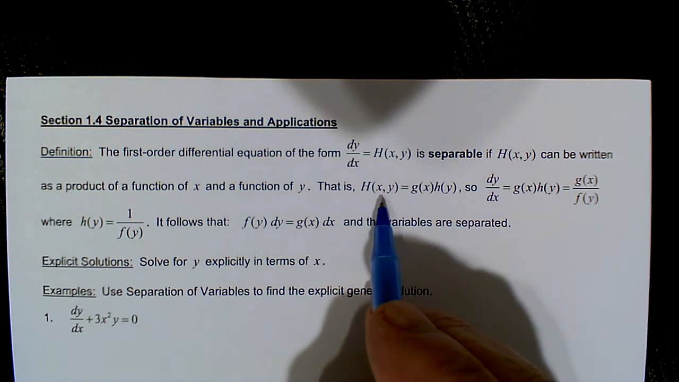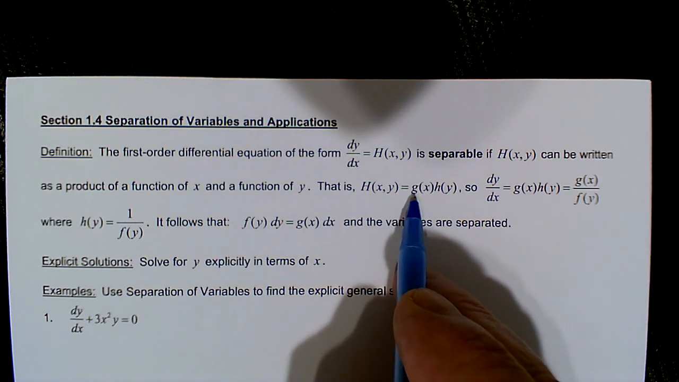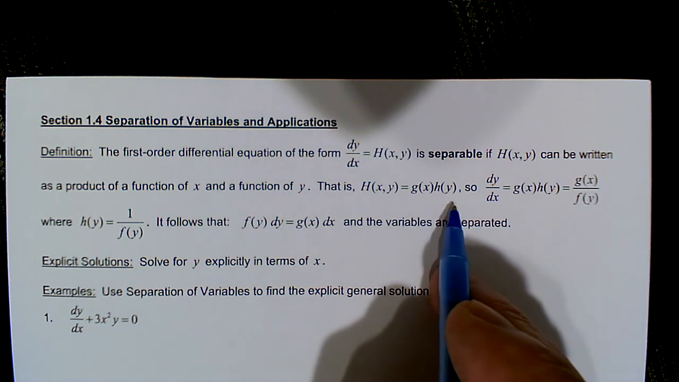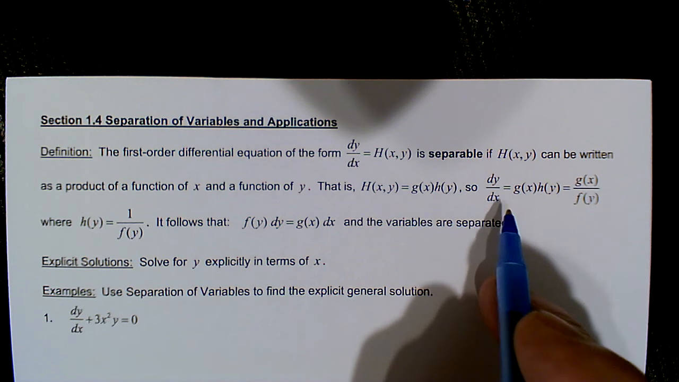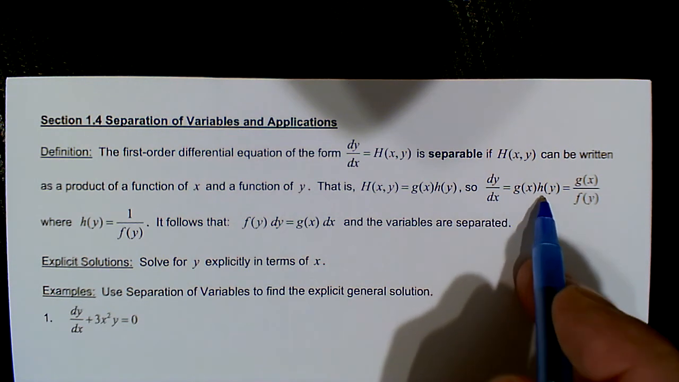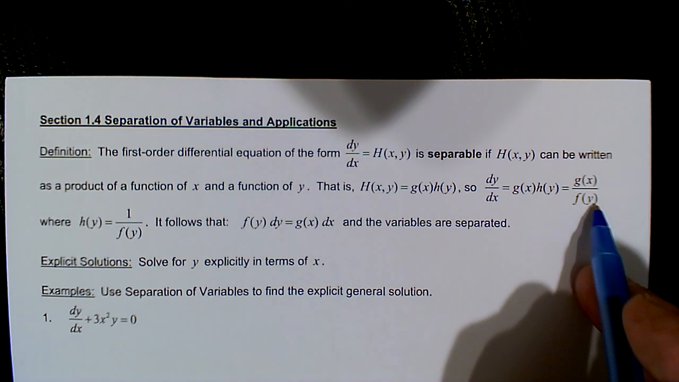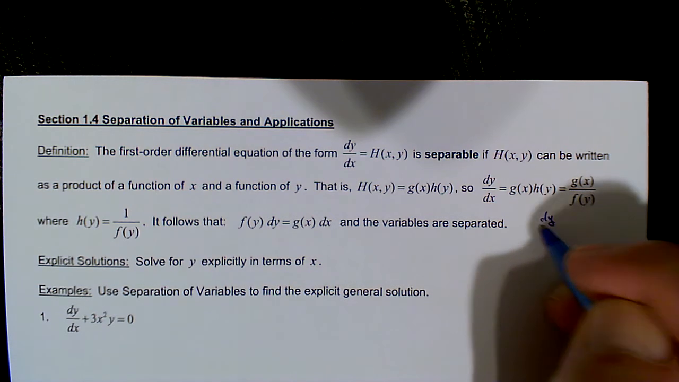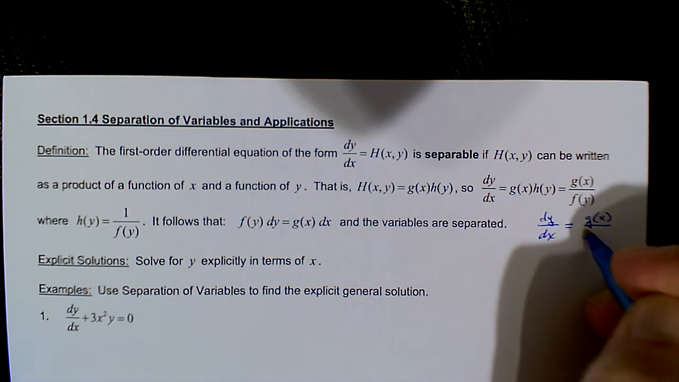So mathematically we could say that that function uppercase H of x, y is equal to g of x times h of y. So there's a unique function of x, g of x, and a unique function of y, h of y. So it would follow that dy/dx would be g of x times h of y, which if we express h of y as 1 over f of y, we get g of x over f of y. And at that point, it's not really cross multiplication, but you can think of it that way. We basically have dy/dx is g of x over f of y.